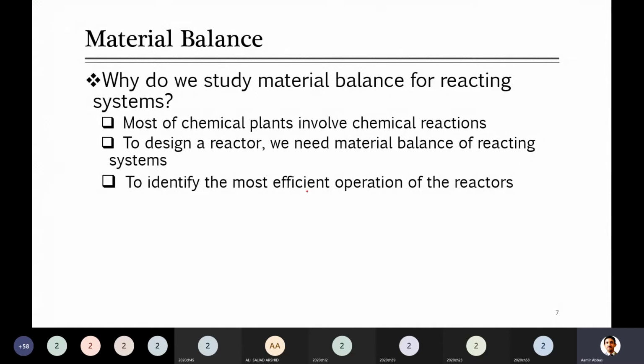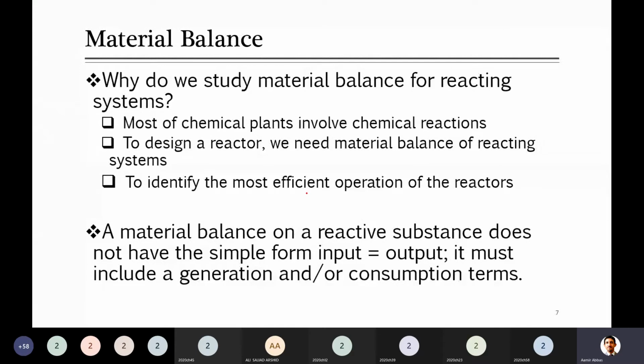And when you are designing the reactor, you will need the calculation of the reactants and products: how much reactant is consumed, how much product is produced, and whether any byproducts are produced. So for all those things, you will need to write the balance. You have to calculate the amounts. Due to this reason, we are going to study this.